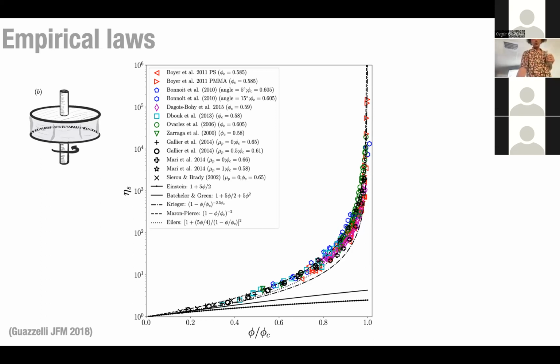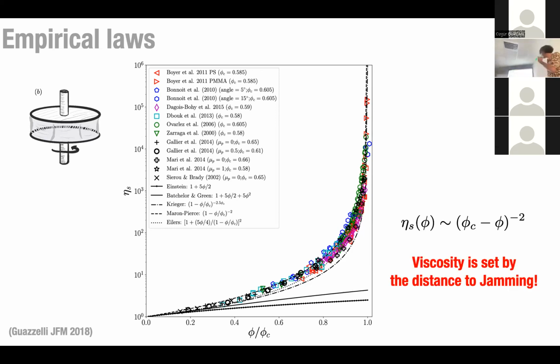So many empirical laws were proposed, but you can write that the suspension viscosity goes like (phi_c minus phi) to the power of minus 2, where phi_c is the jamming volume fraction. And this tells you, in fact, that the viscosity, in a sense, is set by the distance phi_c minus phi. So how far you are from the jamming limit.